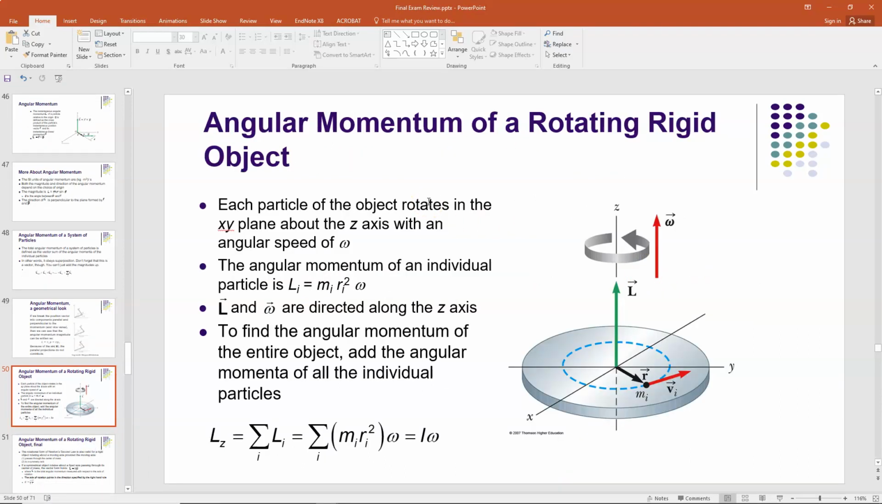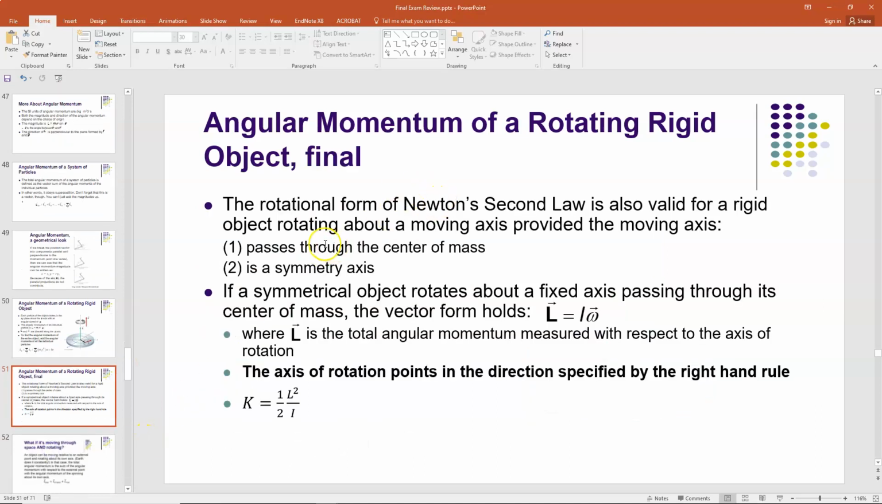Now, the angular momentum of an extended body could be written as L is equal to I omega, where, of course, I is your moment of inertia and omega is your angular velocity. So the rotational form of Newton's second law is also valid for a rigid object rotating about a moving axis, provided the moving axis passes through the center of mass and is a symmetry axis. So if L is equal to I omega is used, then that's the way the axis of rotation is directed by the right-hand rule. So for this right-hand rule, remember, you take your right hand, you curl your fingers in the direction of the rotation, and then your thumb is the direction for omega and L, all right?